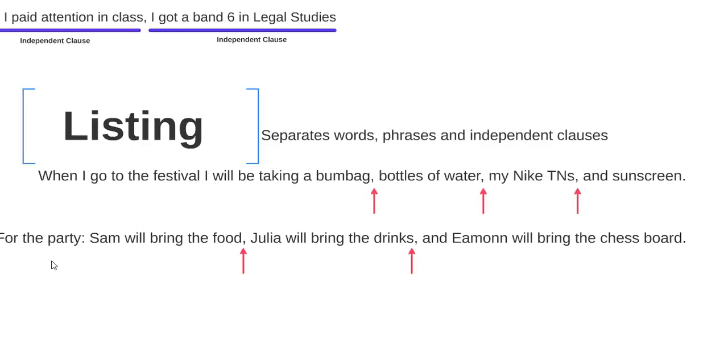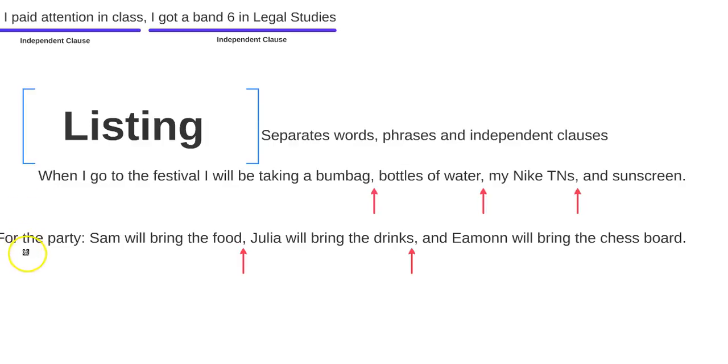The second use of the comma is quite straightforward. We use it when we're creating lists. It separates words, phrases, and independent clauses. Here are some examples. "When I go to the festival, I will be taking a bum bag, bottles of water, my night TNs, and sunscreen." In this way, it's giving the reader an opportunity to pause before taking in new information.